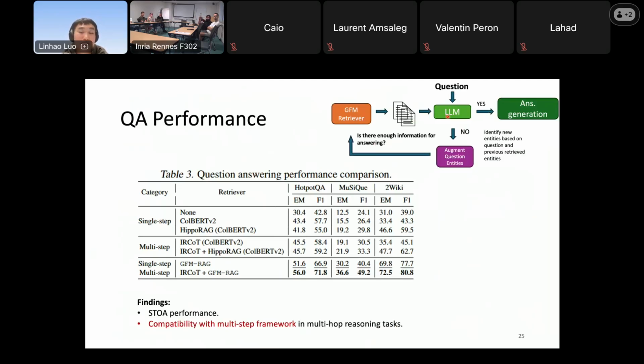So we can ask the LLM to decide whether there is enough information for us to answer the question. If there is not, then we can retrieve more information. So we can see here, by combining with this multi-step framework, we can further improve the question answering performance. So this shows the compatibility of our method with existing multi-step frameworks. So we can harness the reasoning performance of both the graph reasoner and the language reasoner.